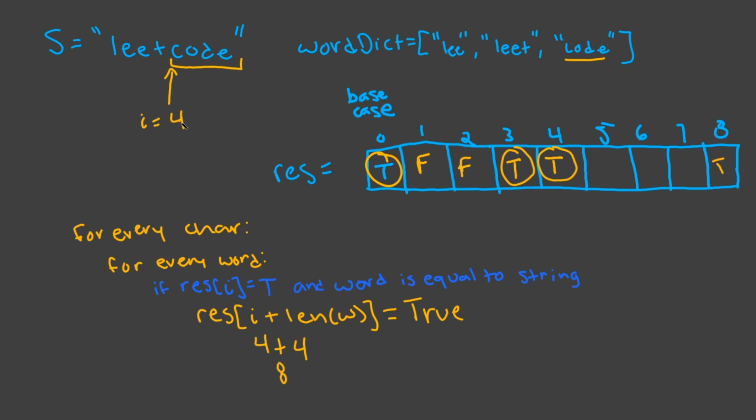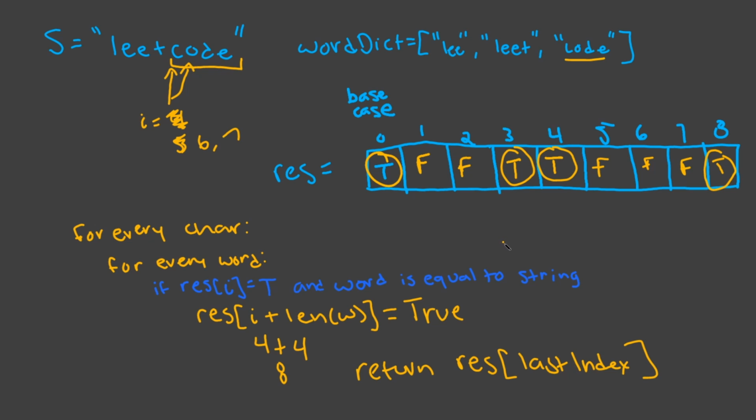And then now we can just quickly iterate through the rest of it so I can show you what's going to happen. So for i equals 5, it's not valid because there's nothing here. We can just say it's false. Same thing for i equals 6 and 7. These are both going to be false because we didn't find any matches for those indexes. And then at the end, we can just return our result array at the last index. And that's basically it as far as this code goes.